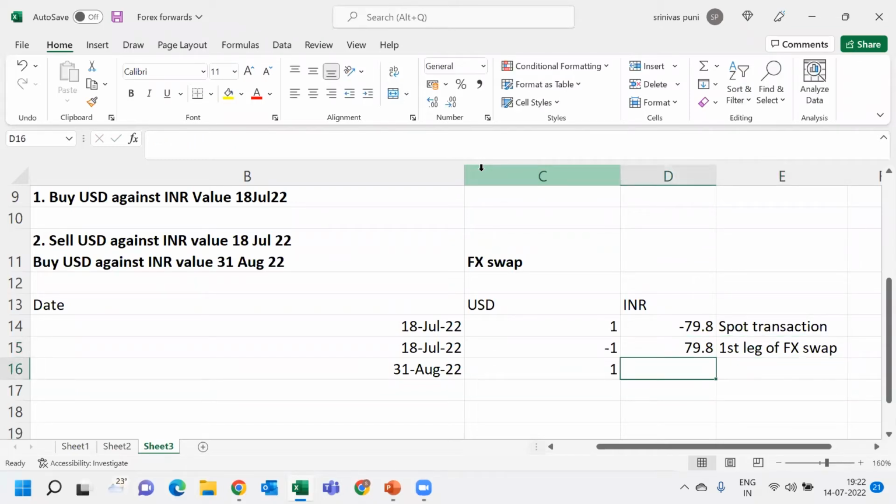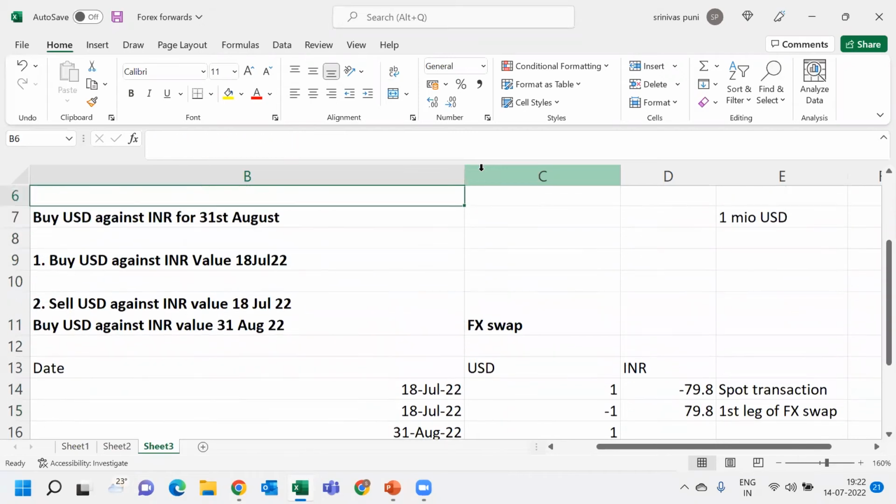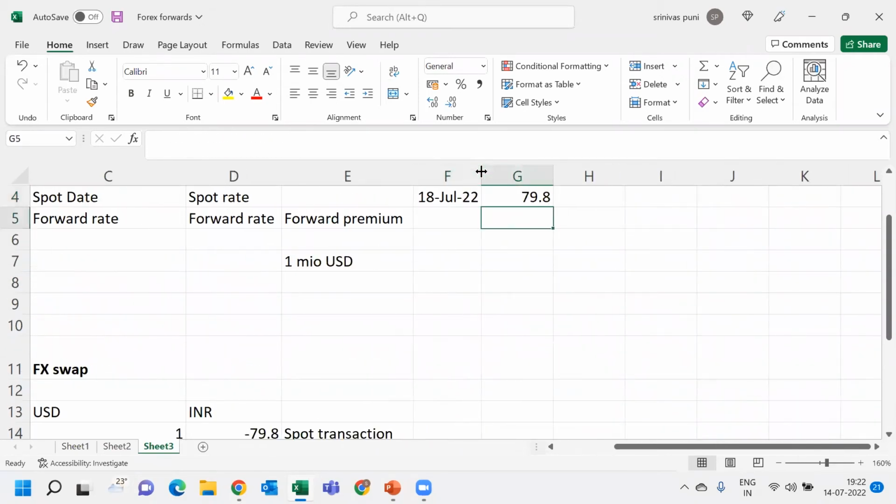Now, what is the rate at which you will buy? For the FX swap, you are doing sell on one leg and buy on the other leg. So the difference in the rates of these two legs is the forward premium. The forward premium is nothing but the difference between the near leg, which is the sell leg, 18 July 22, and the far leg, 31st August 22, the buy leg. Now, what is the forward premium difference? In this example, let's assume the forward premium is 20 paisa, or 0.2 rupee.